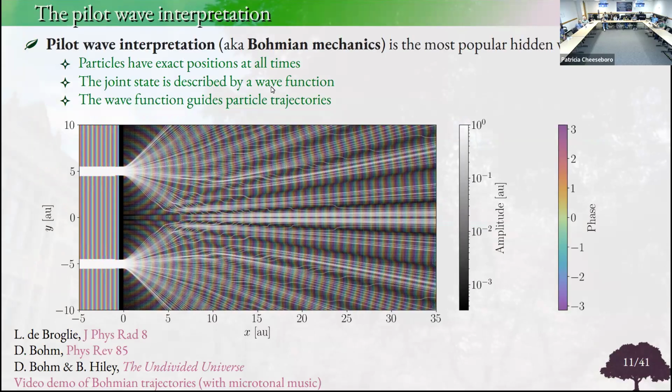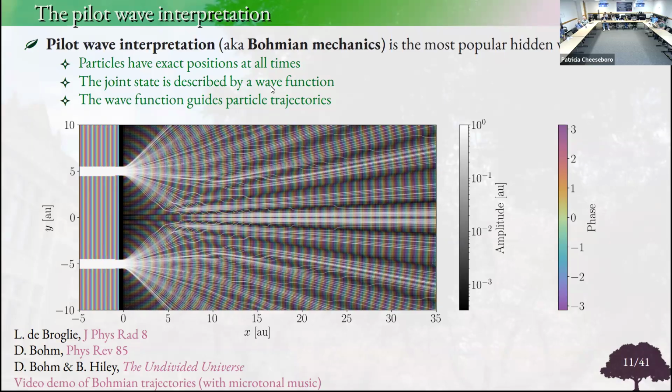The example hidden variables theory I'll go into is the pilot wave interpretation. It's also known as de Broglie-Bohm theory and as Bohmian mechanics. The idea behind it is that in addition to having a wave function that describes your total system, there's a wave function, in fact, of the entire universe according to this. All of your particles have exact positions at all times, and they follow continuous trajectories through space. The wave function then guides the particle trajectories.